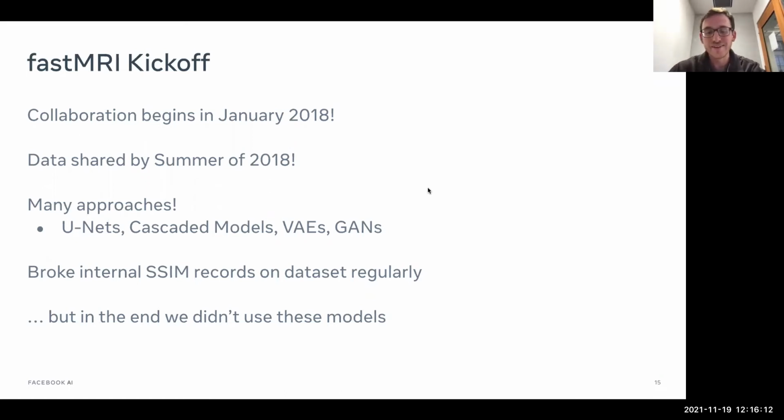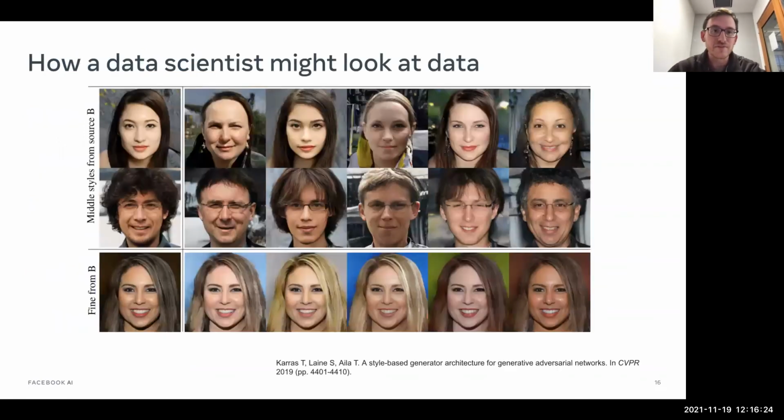And the assertion that I'm going to make today is that part of the reason was, at least in this time period, we weren't necessarily looking at the reconstructions the right way. So we were looking at metrics, and we also looked at images. But when we looked at images, we looked at them in the way that you might think of as a data scientist. I'm picking on this particular paper from StyleGAN.